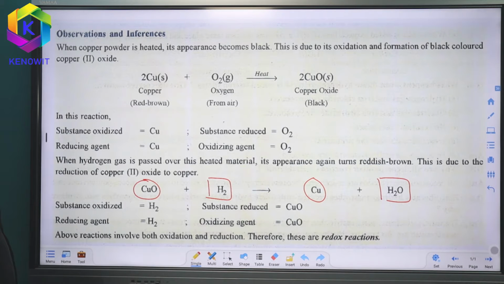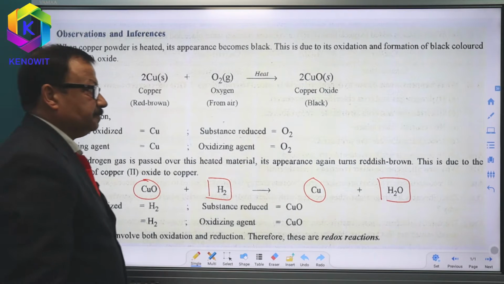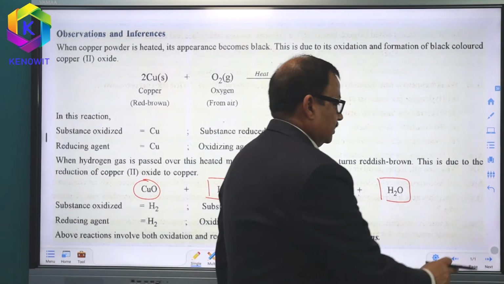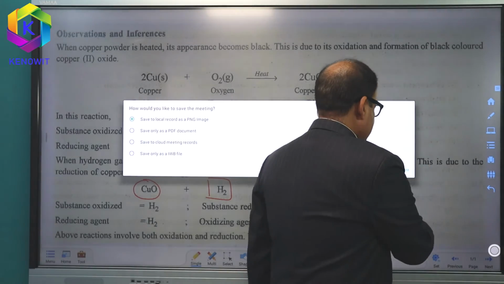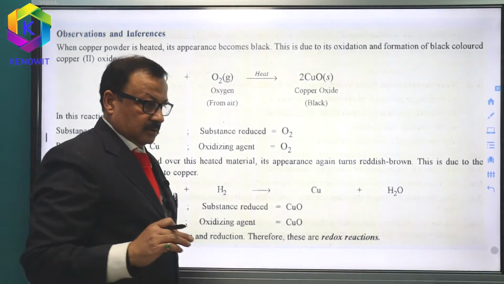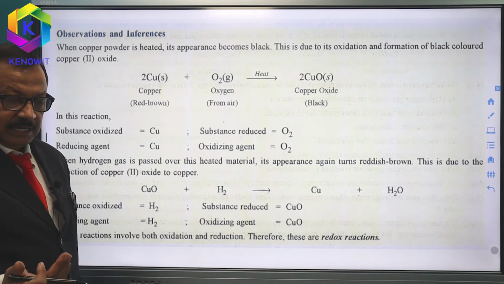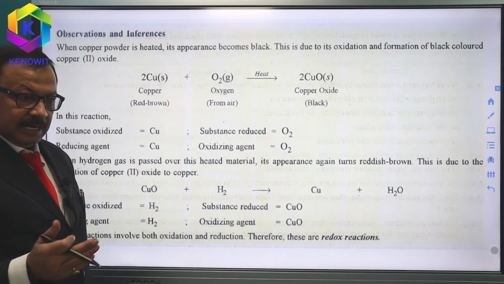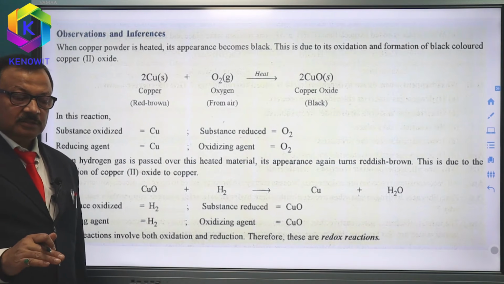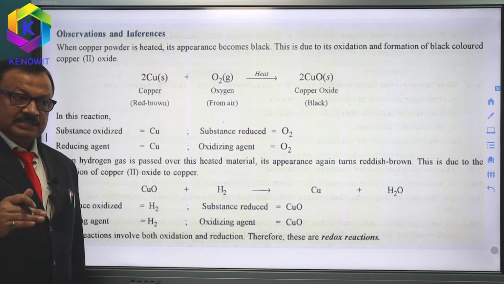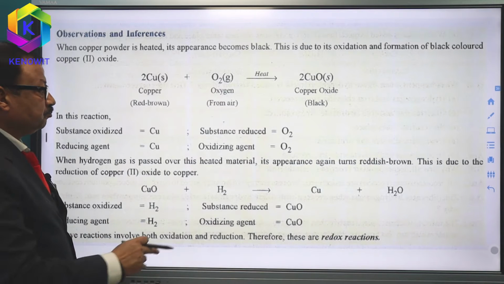Oxygen is lost by copper oxide, or copper 2 oxide. So loss of oxygen is reduction. It means copper oxide is an oxidizing agent. So in any reaction, addition means addition of oxygen, and addition of oxygen is oxidation, and the substance to which oxygen is added is the reducing agent.